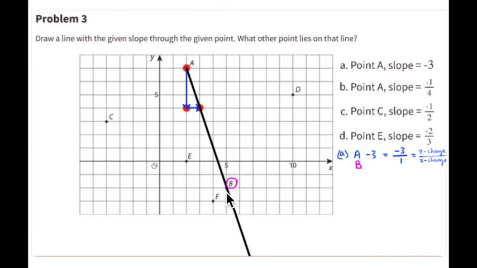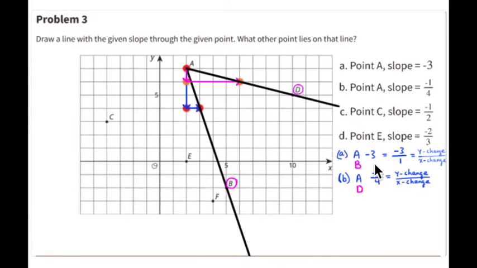And the other point that's on that same line is B. You can look at it either way. Look at the change in y first as negative 3, and then a positive 1. But what you're actually doing is saying for every single unit, I'm going to go down 3 units along the y-axis. So it's actually better to look at it as positive 1, negative 3, positive 1, negative 3.